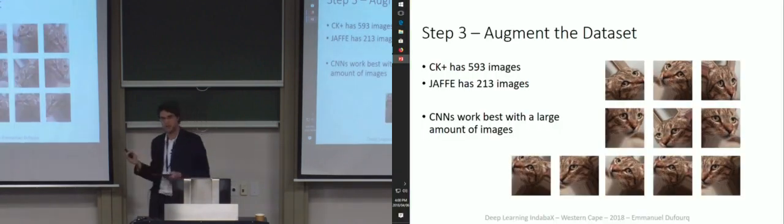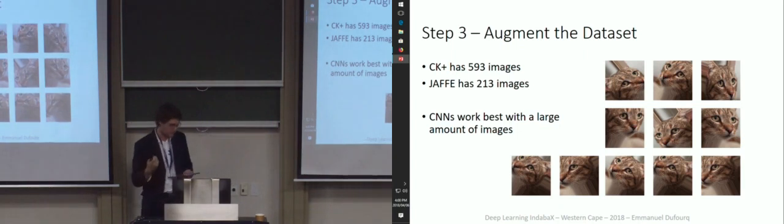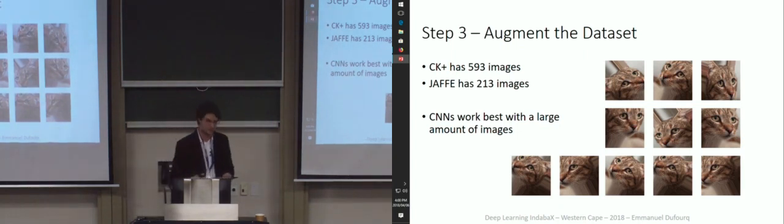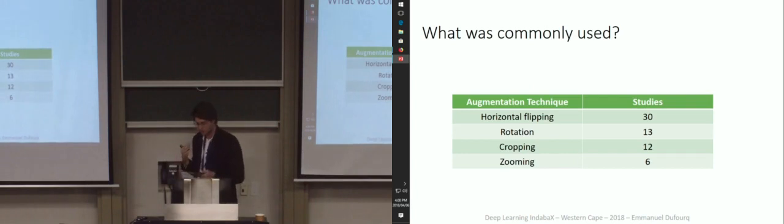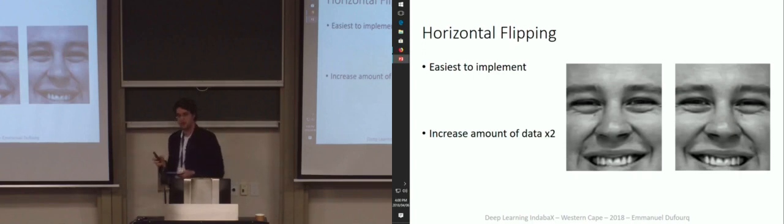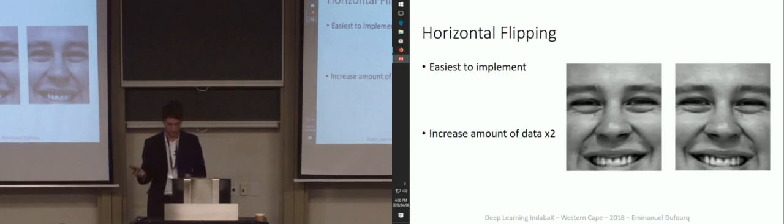Okay, once we've pre-processed our data, we want to augment our dataset. So the CK Plus dataset has less than 600 images, and the Japanese facial expression dataset has only 213. And we know that CNNs work well with a lot of images, so we definitely want to augment. Horizontal flipping was used very frequently, followed by rotation, cropping in 12 studies, and zooming was reported in 6 studies. Horizontal flipping is the easiest to implement. It's one line in OpenCV. We're just swapping what's on the left to what's on the right, and essentially we can augment our data by 2-fold.